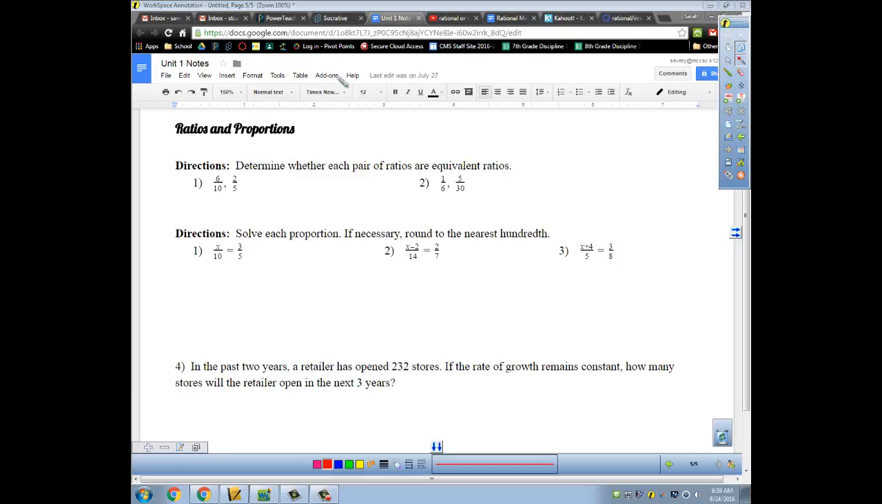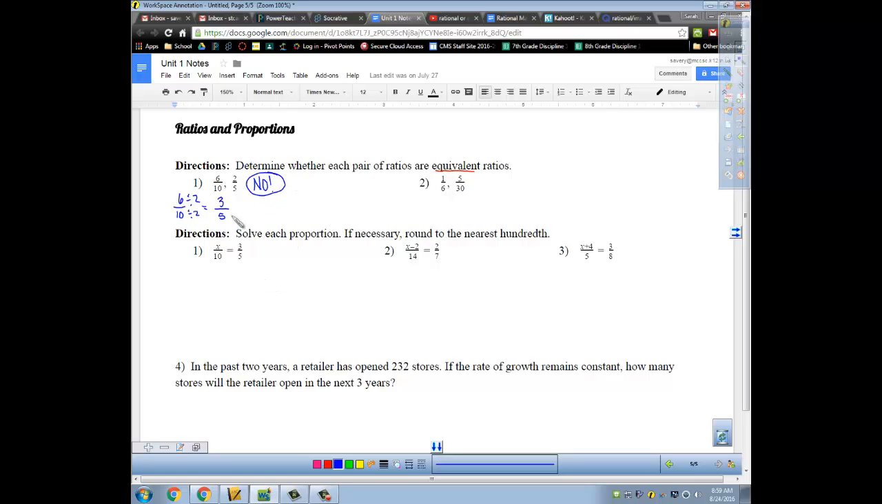So the first two questions, we're just determining if each pair of fractions would be equivalent, so equal. Now, one way to do this is to take 6/10 and reduce it. So we could divide both numbers by 2 to get 3/5. So now 3/5 and 2/5 have the same denominator, so we can easily compare them. These would not be equivalent because they are not equal, so this would be no.